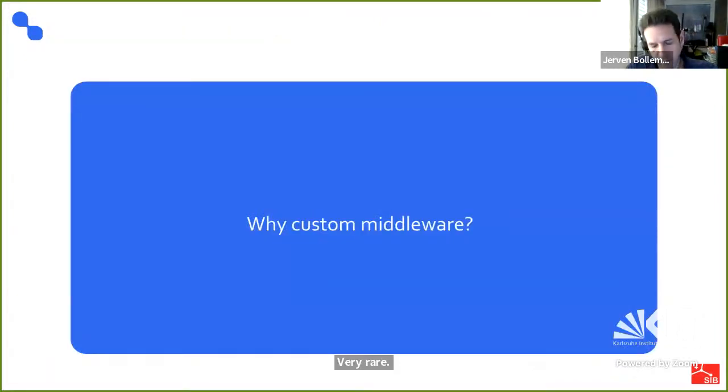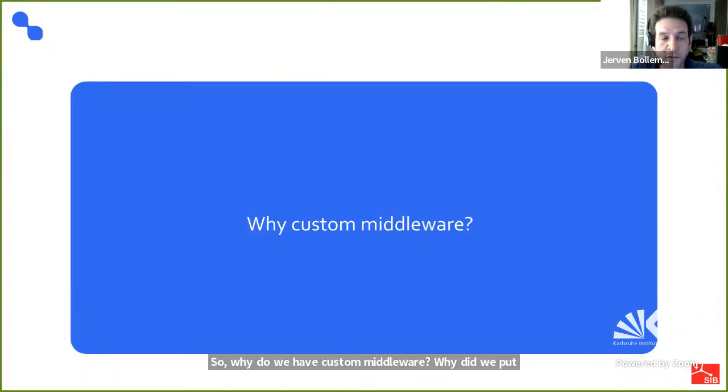So why do we have custom middleware? Why did we put effort into it? One of the reasons was very simple. We never knew if Virtuoso was going to scale as well as it has. And there might always be a new implementation in the backend that goes further.